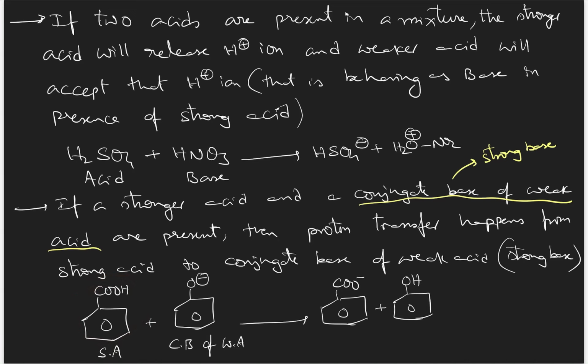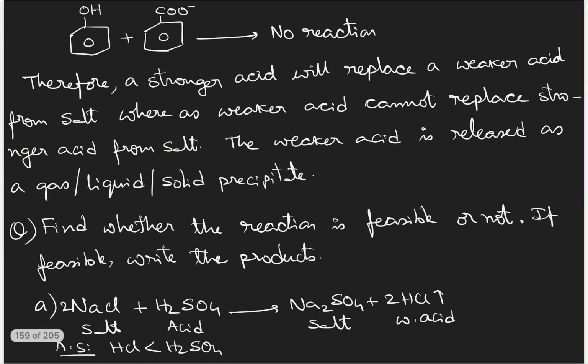See the example: benzoic acid and the conjugate base of phenol are given. Phenol is a weaker acid than benzoic acid. So phenol's respective conjugate base, the phenoxide ion, is a stronger base and will readily accept the H+ ion. Therefore, a neutralization reaction will happen and forms the product like this. So there is a proton transfer from a stronger acid onto the conjugate base of a weaker acid.